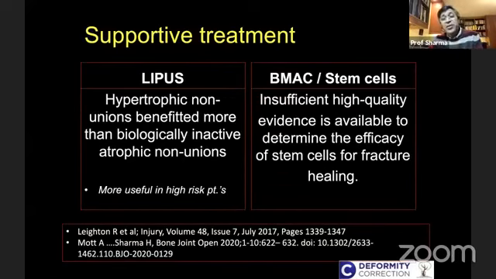Then comes bone marrow or stem cells. There is insufficient evidence that it works. There are a lot of studies in non-unions. We have no RCT. The French group, Hernigou, has done some very good work. We did a systematic review on fractures, and we found that it doesn't help, or there is no high quality evidence in any way.